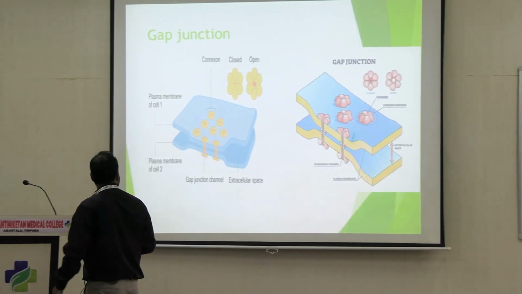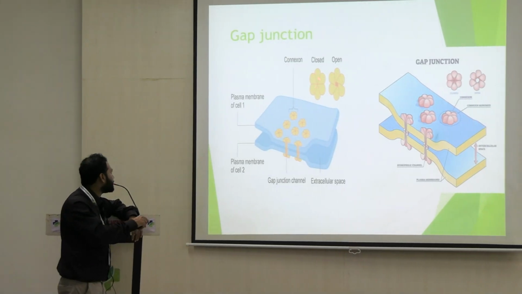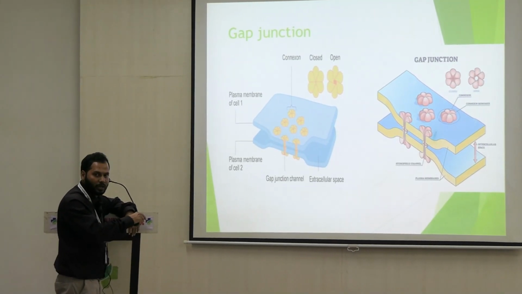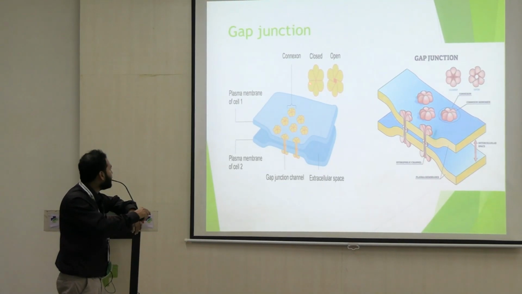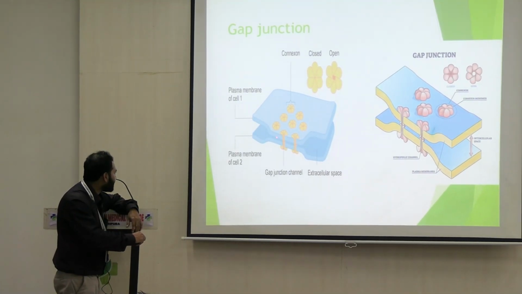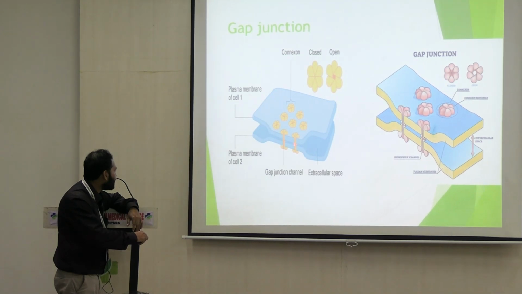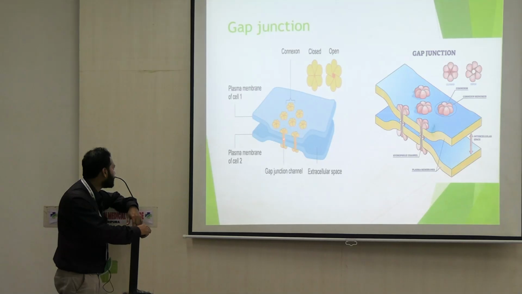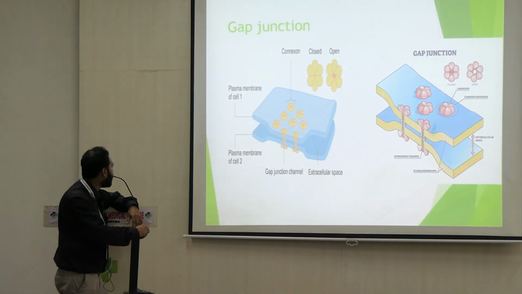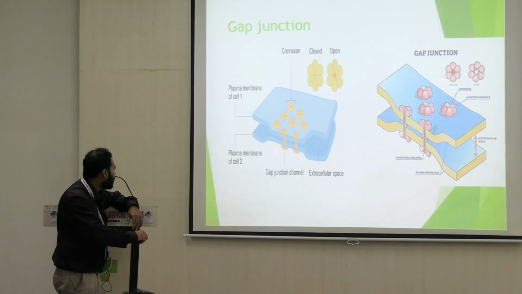You can see the structural features. These are the 6 subunits of connexin, and they make a connexon, right? This is the cell membrane of the first cell. This is the cell membrane of the second cell, right? And between both cells there is a single connexon, and they form a channel. See, this is the channel that allows molecules to pass from the cytoplasm of one cell to the cytoplasm of the other cell, right?